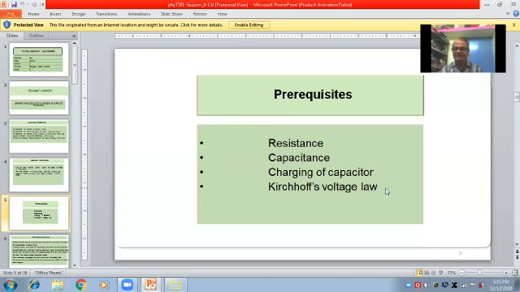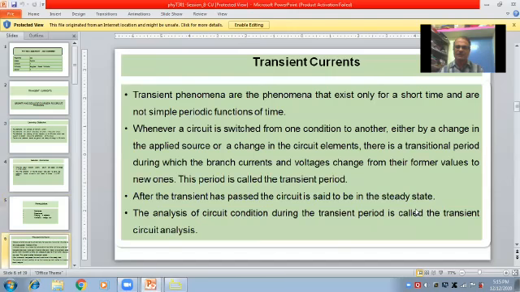Then what is Kirchhoff's voltage law? Kirchhoff's voltage law is generally applied to a branch of a circuit. In a closed branch of a circuit, the algebraic sum of the IR products is equal to the EMF of the battery. This is called Kirchhoff's voltage law. So you have understood all these things now, and we'll move ahead and come to the transient currents.